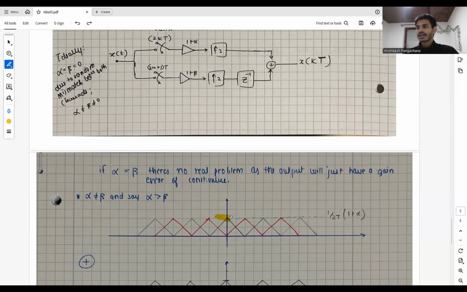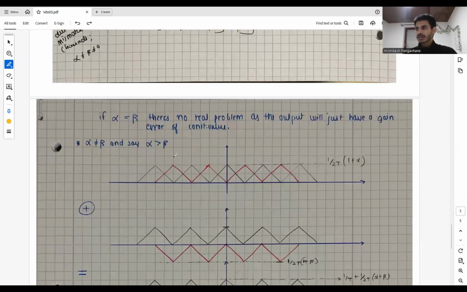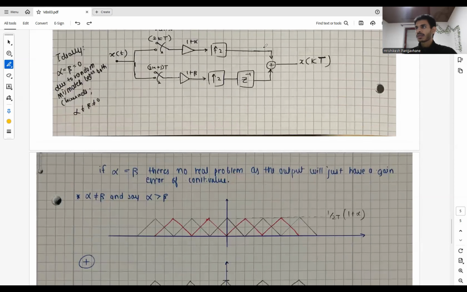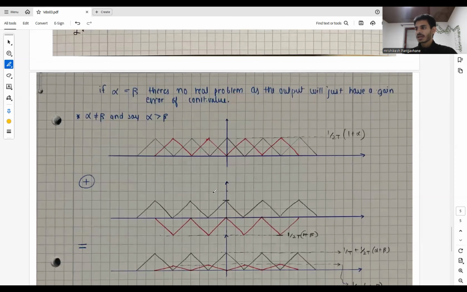So basically this is the gain, right? So what does gain do? Gain increases the amplitude. That's why the amplitude is no more 1 by 2t, but it's multiplied by 1 plus alpha. Initially it was multiplied by 1, so it was 1 by 2t. So this was from this channel, and from this channel the spectrum was like this. Again, the amplitude was negative, but it was 1 by 2t times 1 plus alpha.